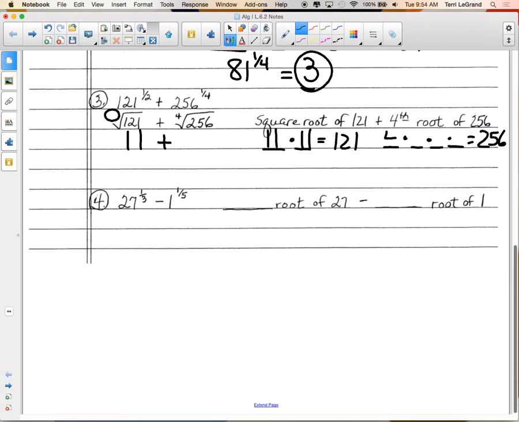Okay, let's give it a quick try here. 4 times 4 is 16. 16 times 4 is 64. And 64 times 4 is 256, you're pretty convinced of that? Okay. So then we're going to say that the 4th root of 256 is 4. And 11 plus 4 is 15.